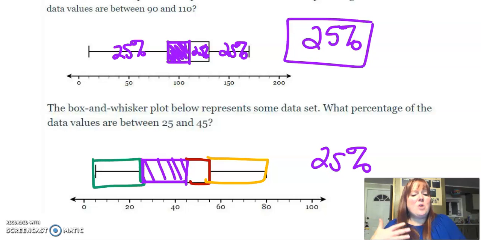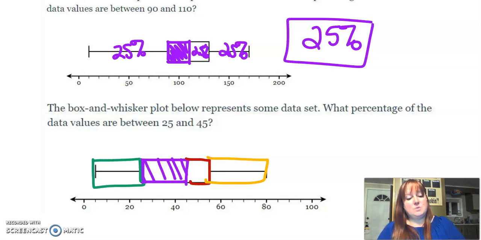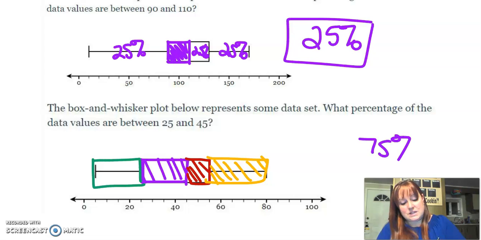Now, what if I said how much of the data was greater than 25? We can see this purple piece is just from 25 to 45, right? But what if I said how much of the data is greater than 25? Well, let's just see how much of our data that is. The purple piece is greater than 25, and so is the red. The red piece is also greater than 25, and the yellow piece is also greater than 25. And each of these pieces represents 25% of our data. So how much of our data is bigger than 25? Well, in that case, it would be 75% of our data.